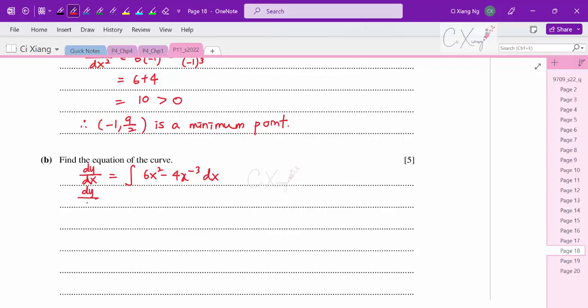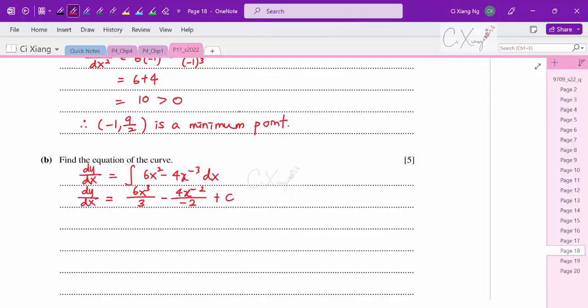To get dy dx, if I integrate 6x power 2, I will get 6x power 3 divided by 3, where the power plus 1, and I need to divide by the new power. For the second term, 4x power -3, the power plus 1 becomes -2, so I divide by the new power, which is -2. Then I have a plus c at the back. Next step, I'm going to substitute a suitable value so that I can get the value of c before I continue with the second integration.